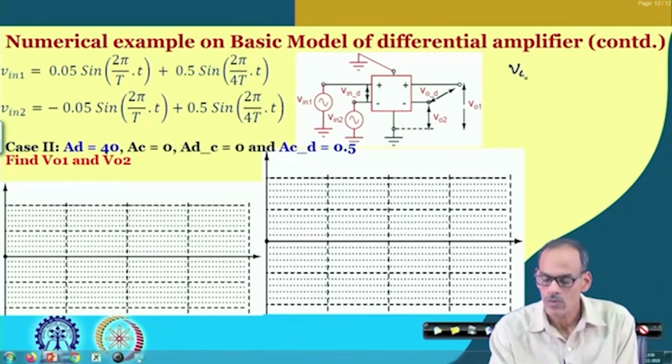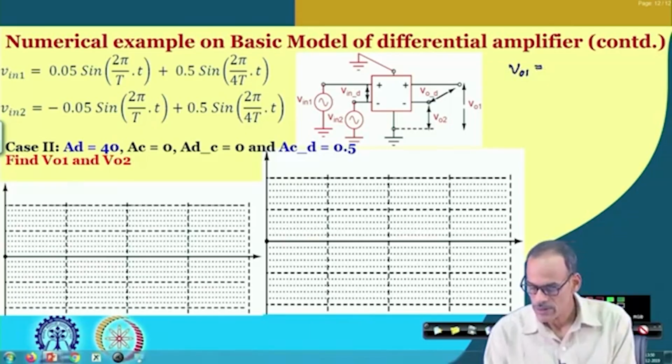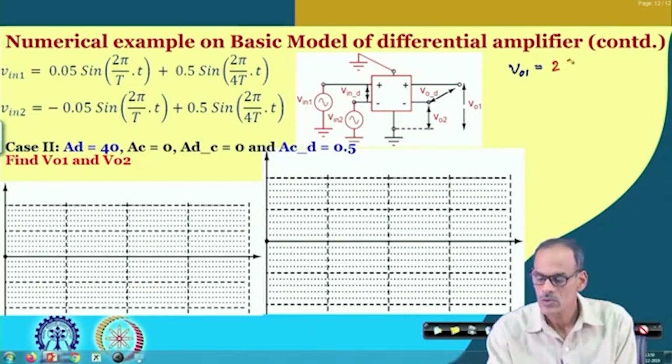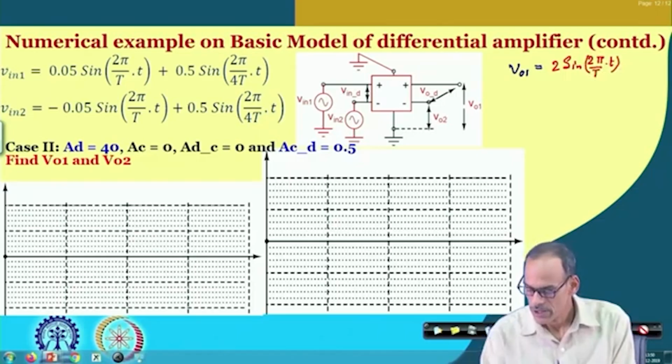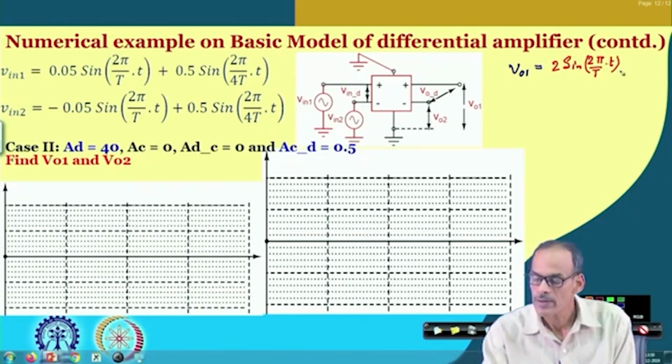So, VO1, as you may recall, is having 2 sin 2 pi by capital T into small t plus 0.125 sin 2 pi by 4 t, and so on.